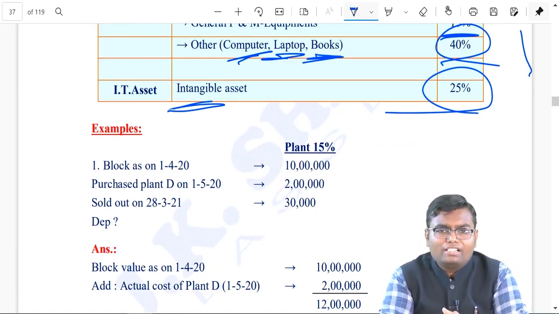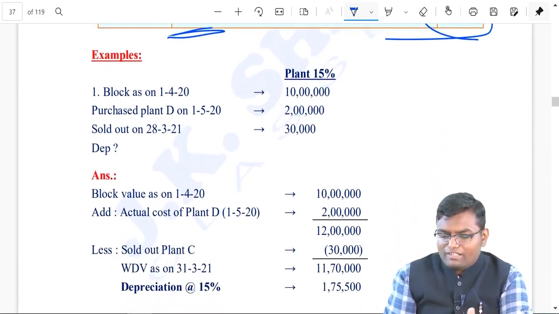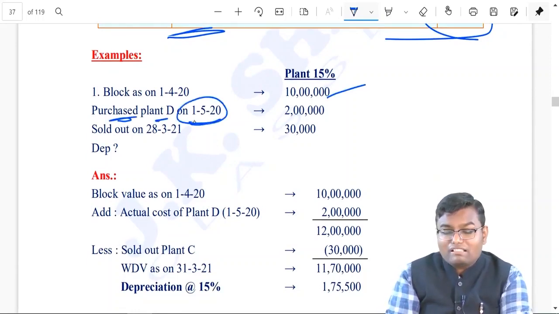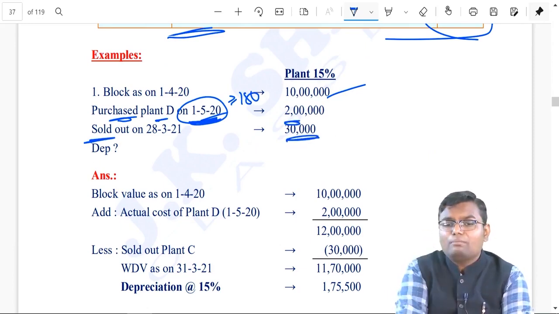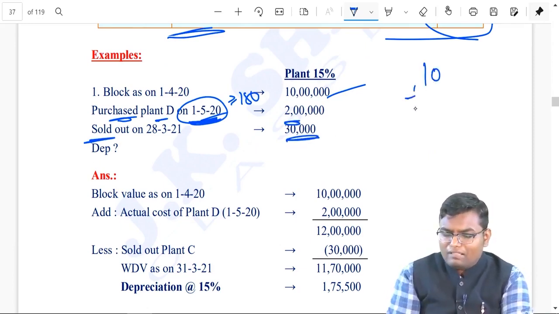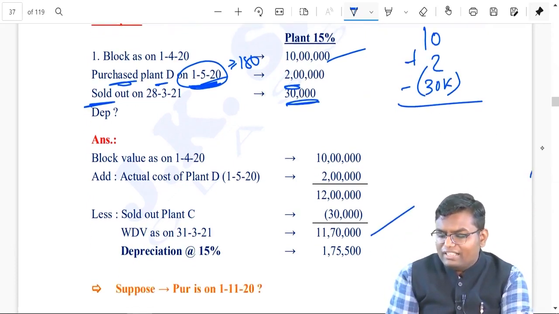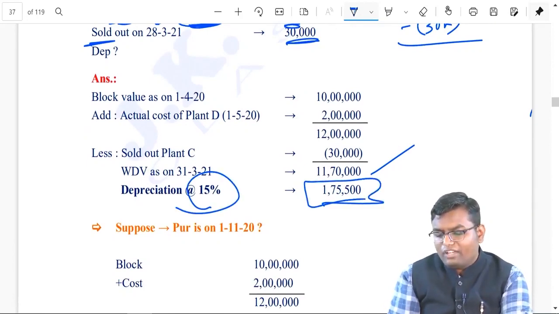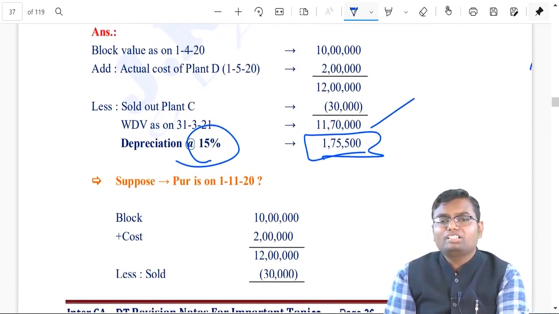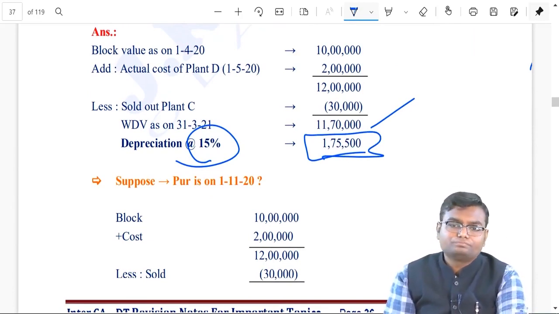Now an example I have written: let's say I have a plant with a 15% rate of depreciation. Opening WDV 10 lakh, I purchased one more asset on 1st May 20, can I say more than or equal to 180 days prior to 3rd October, 2 lakh rupees. I sold one of the plants for rupees 30,000. What is the WDV amount? Can I say 10 lakh plus 2 lakh minus 30,000, that will be 11 lakh 70,000. On that directly apply 15%, that will be 175,500. This is what my depreciation under section 32 is.